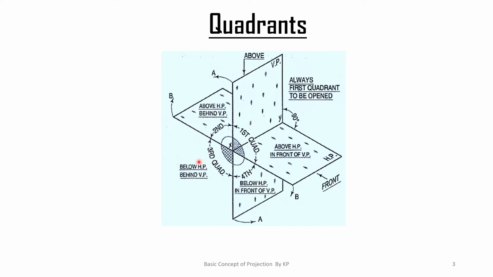Similarly, when we are putting the object into the third quadrant, then we rotate this HP, marked as B, by an angle of 90 degrees in the clockwise direction. In that situation, both VP and HP are in the same plane, or we can rotate this vertical plane by an angle of 90 degrees in the direction marked as A, the anti-clockwise direction. In that situation, both HP and VP are in the same plane. This way we can represent the projection of any object in the first and third quadrant onto the drawing sheet.